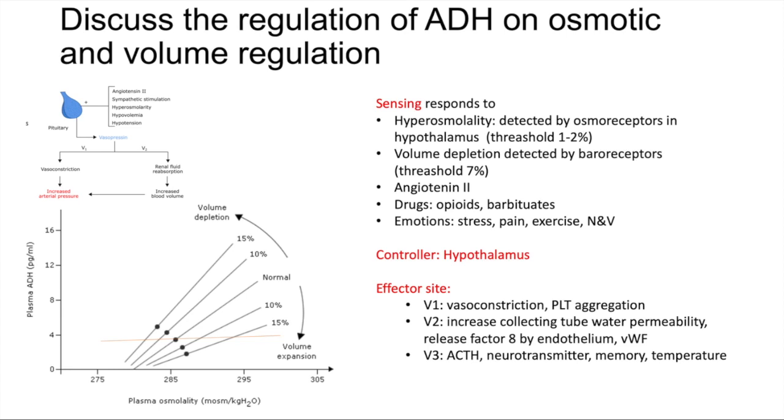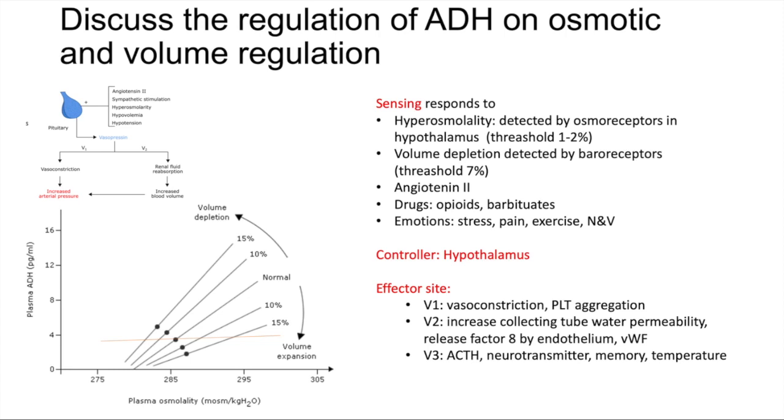Apart from volume and osmolality, vasopressin also changes in response to angiotensin level under the renin-angiotensin axis. Drugs and emotions can also affect its level. Its effect depends on the effector site receptors it attaches to, which are the V1, V2, and V3 receptors. The V1 receptor is found on vascular smooth muscle of the systemic, splenic, renal, and coronary circulation. They are also located on myometrium and platelets.